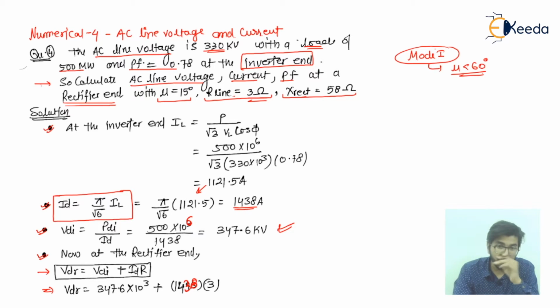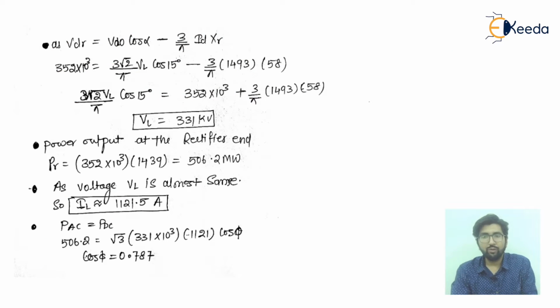So this thing you have to find, because this is the simplest thing, and maximum questions can be framed from this, because it is easy to do conceptually and actually has the most probable chances of coming, as it has in previous years also. Now, if we talk about the VDR, what is the VDR? We have talked about it already: that is VD0 cos alpha minus 3 upon pi ID into XR. Now you have to put the values here, and then you will get the answer.